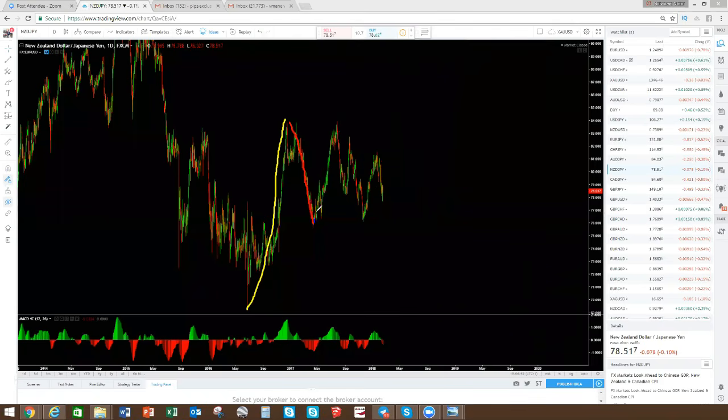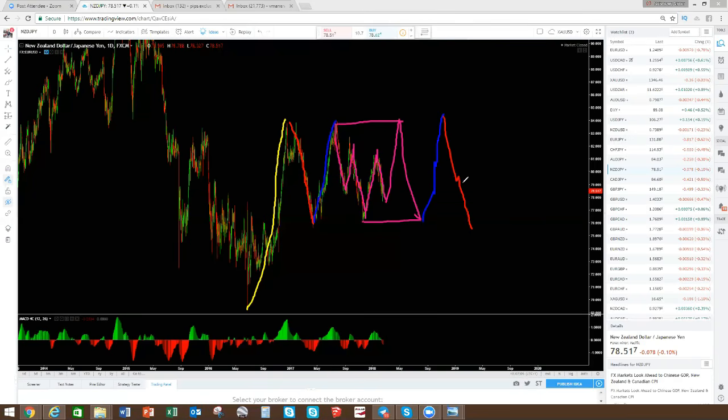Let's use blue here. Let's use pink there. 1, 2, 3, 1, 2, 3, and then we come down. The whole pink can be a flat correction, and then your B will be something like this to this level. And then your red completes. This is a complex one, and then your yellow completes. See how simple this is if you understand what you're doing.